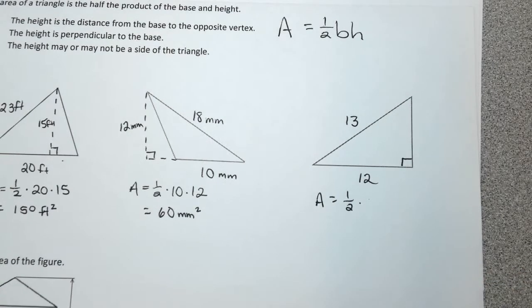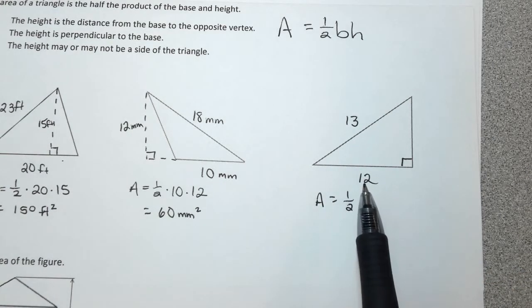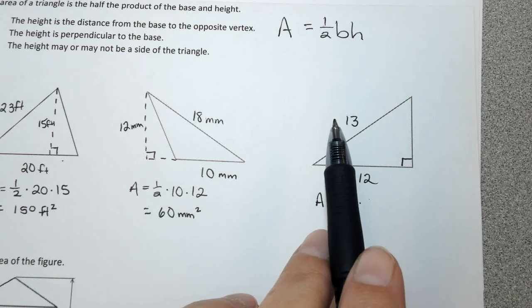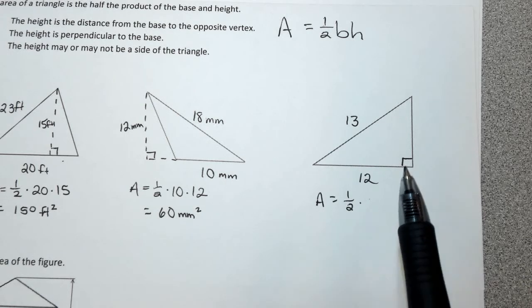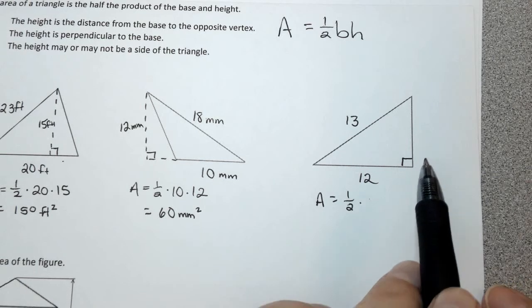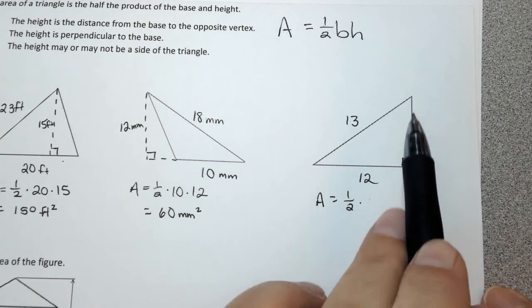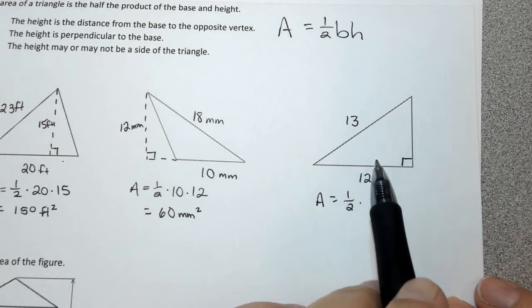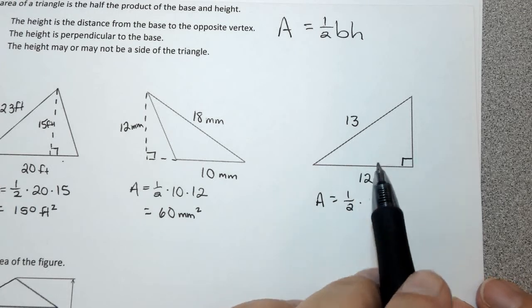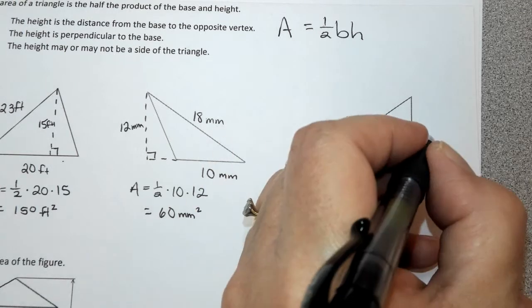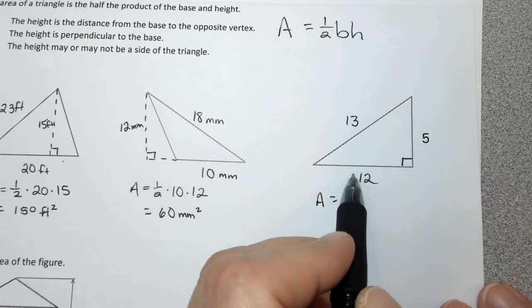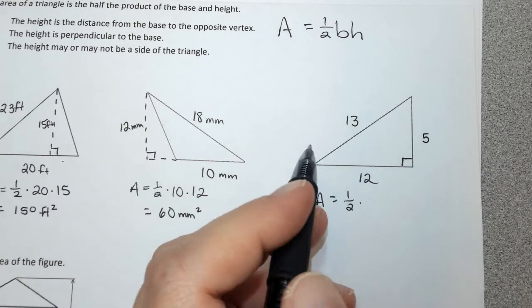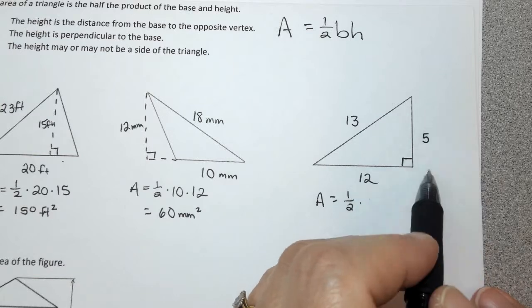Well, the base could be 12, but 13 can't be the height. So that's not helpful. Oh, but there's a right angle here. It's built in. It's already there. So the height could be how tall the triangle is along this leg. Let's see. Blank, 12, 13. That's a Pythagorean triple. This missing side is 5 because 5 squared plus 12 squared is 13 squared. So it turns out the height is 5.